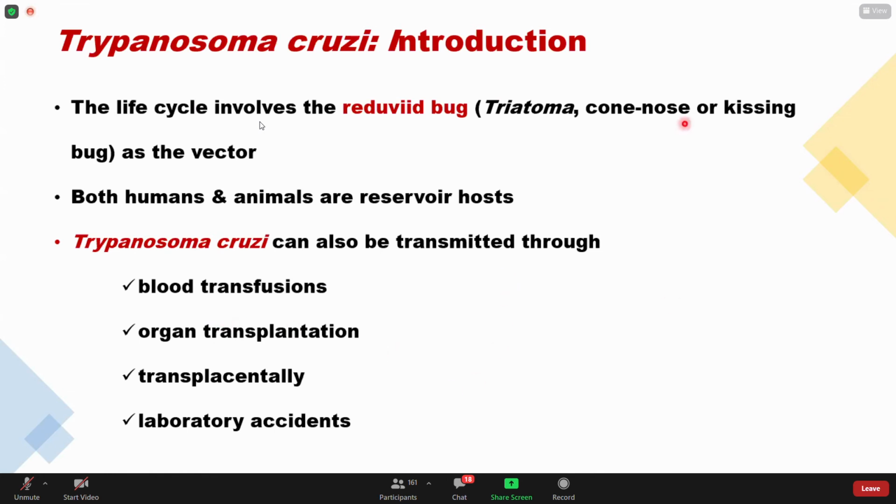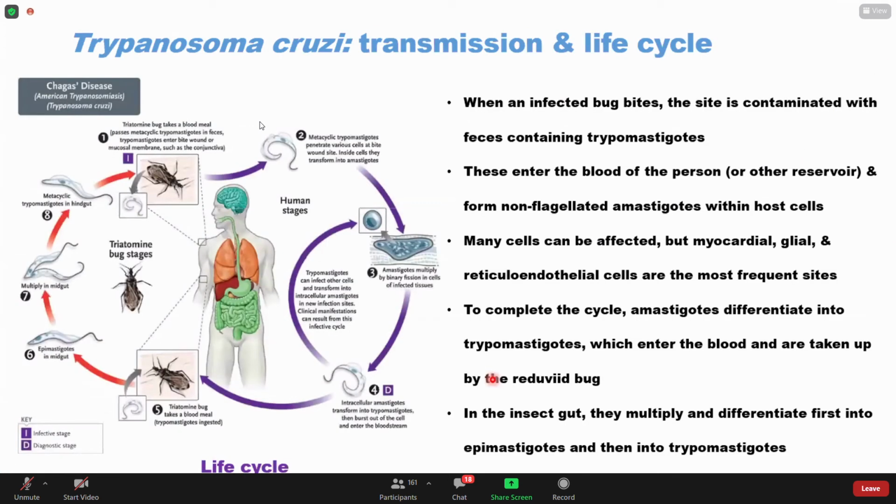Other routes through which transmission could occur include blood transfusion, organ transplantation, and from a pregnant mother to the unborn child. And when you work in the laboratory with this organism and you're not careful, you can actually inoculate it and cause infection. So what is the life cycle like?